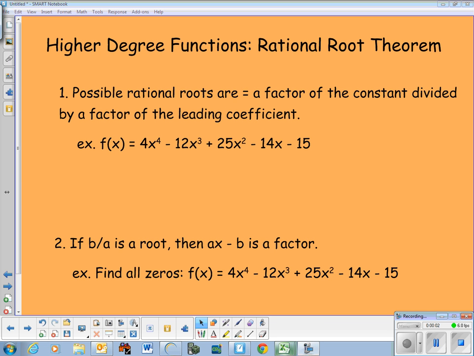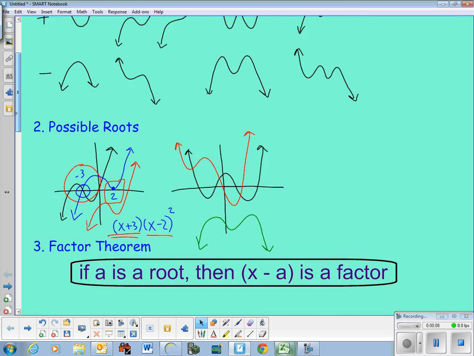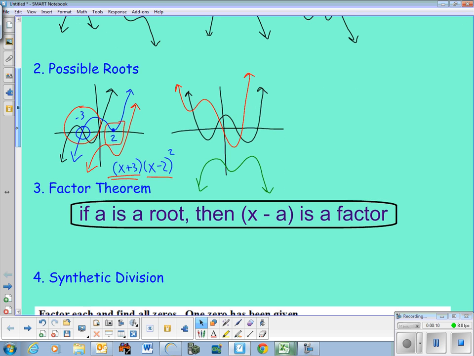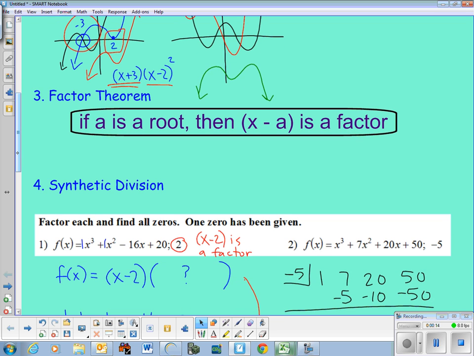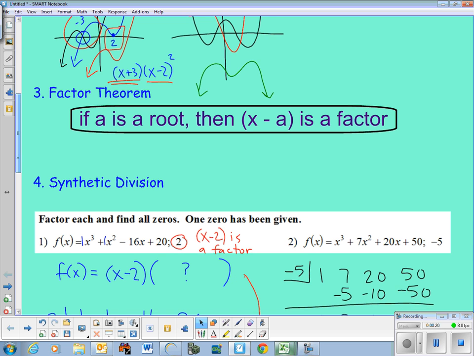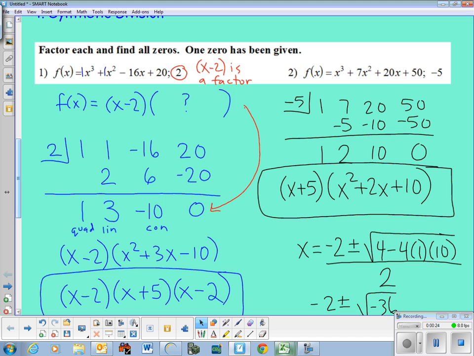All right, my friends. Last time we were talking about higher degree functions. We talked about end behavior, possibilities for real and imaginary roots. We had an important theorem called the factor theorem, and this was for integers. So we used like 2. If 2 is a root, then x minus 2 is a factor. And then we used synthetic division to factor out the factors we knew, reducing that degree down to a quadratic where we could factor and find the rest, the other 2 zeros.